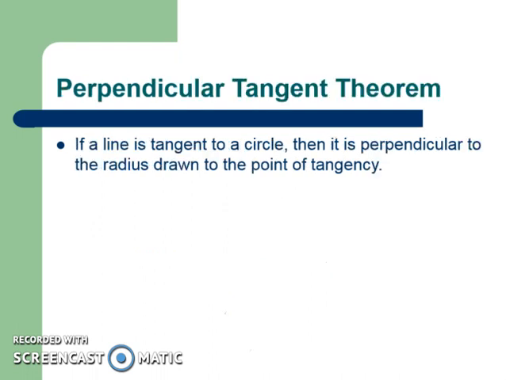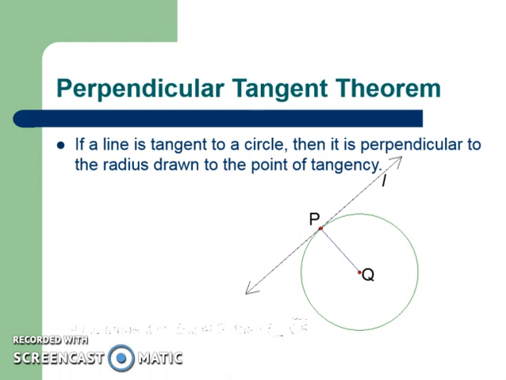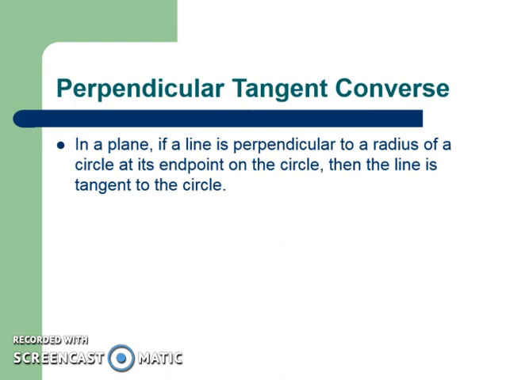Alright, here's one of our theorems. We're going to add this to our cheat sheet. If a line is tangent to a circle, then it is perpendicular to the radius. So here we've got a tangent. The point of tangency is P. PI is our tangent. So our angle IPQ or QPI is right, because it's perpendicular. The converse of that is if it's perpendicular, if it forms a 90-degree angle, then the line is tangent. So that's how we know if a line is tangent to a circle.